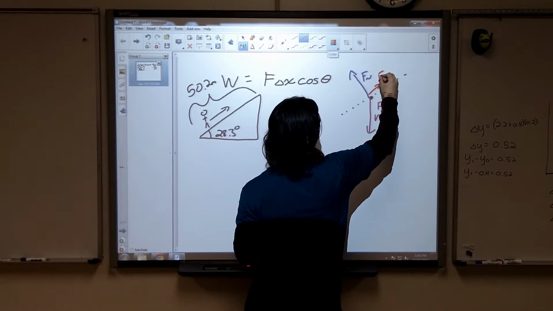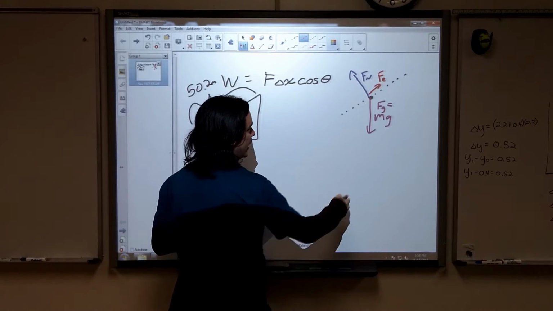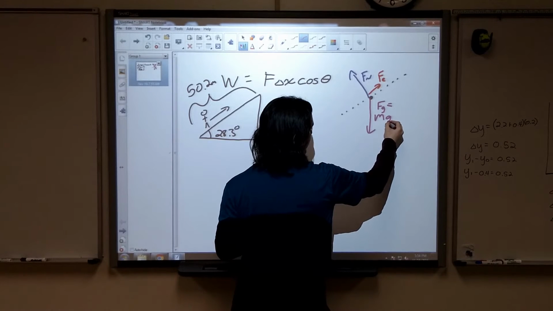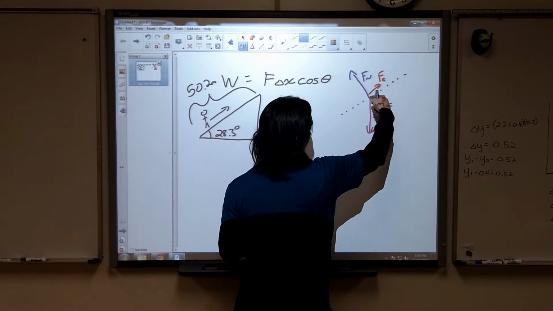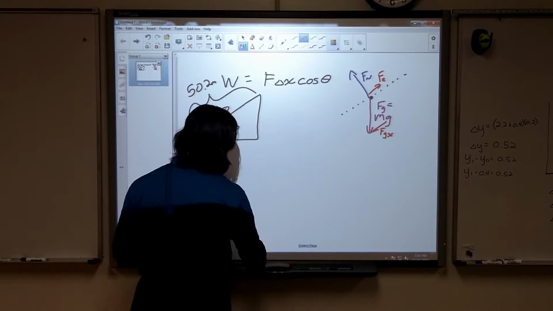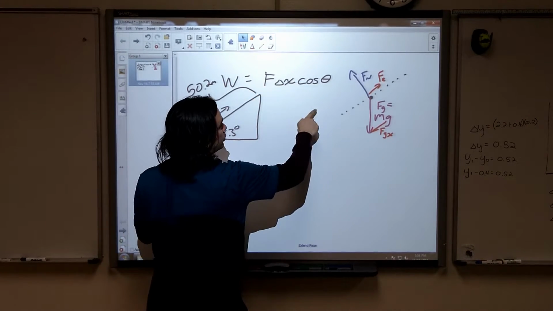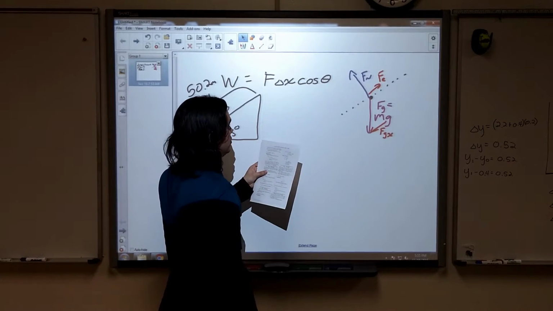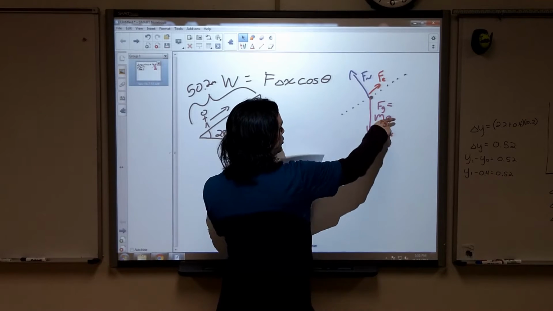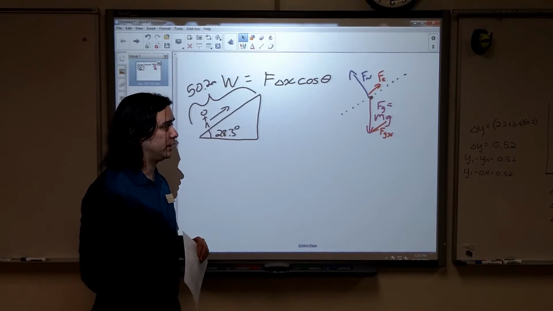You could find the force of the escalator, F sub e, and it would be equal and opposite to the x component of the force of gravity. The normal force would be the y component. Then you could put that force in here, multiply it by the displacement, 50.2 meters, and the cosine of the angle between them. If we have time, I might do a video related to that.